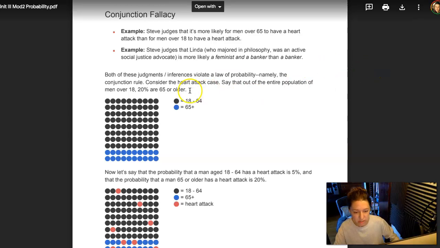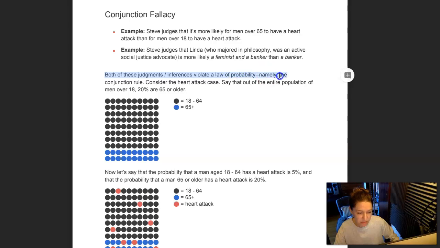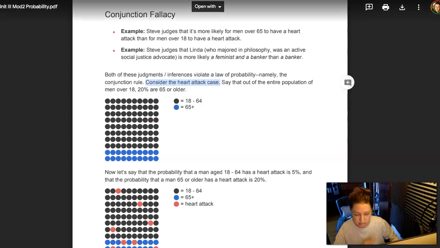Okay, so both of these judgments violate a law of probability, namely the conjunction rule. And we're going to visualize where exactly it goes wrong. Before we do that, let's just try to explain it in ordinary language. Why exactly these things are errors in reasoning about probability.